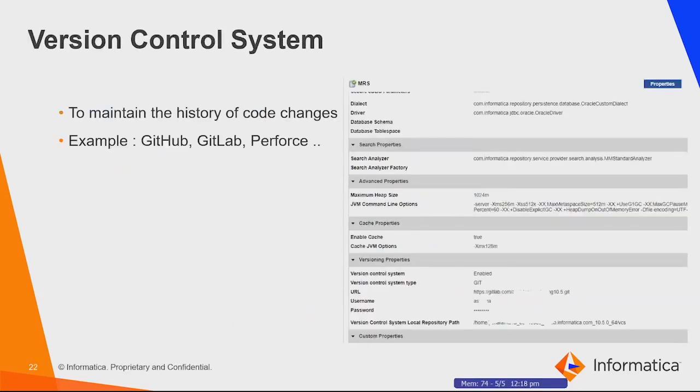Now, the second important component which we just discussed is the version control system. So in MRS, we can configure the version control system. The classic example would be GitHub or GitLab. This will help us understand historical copies of the same object, which can be reverted from the developer client tool.